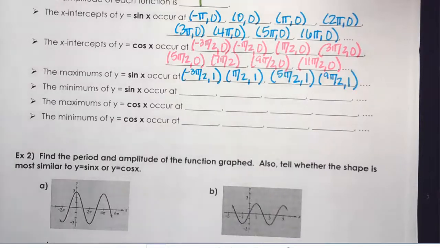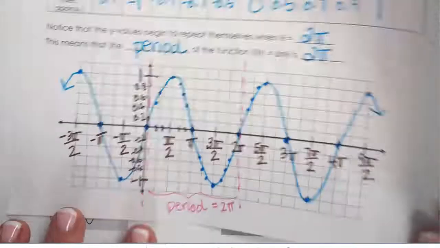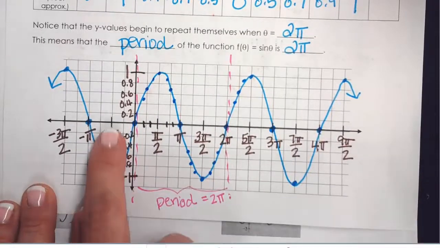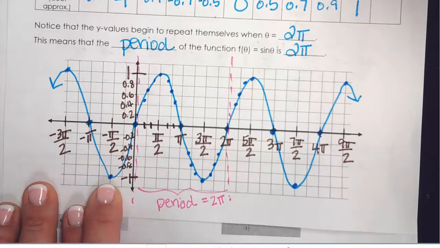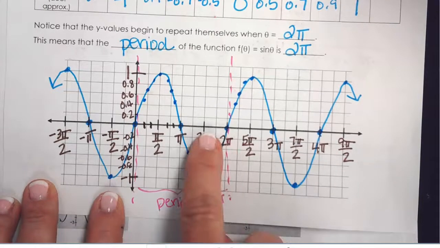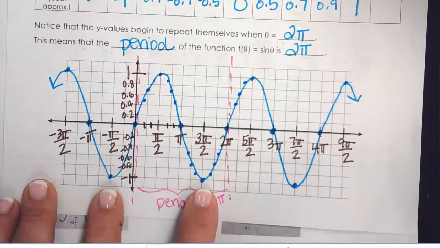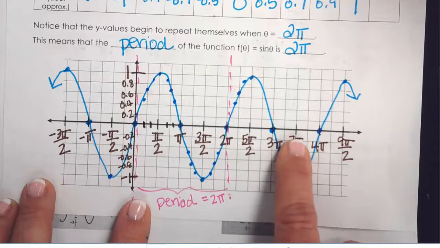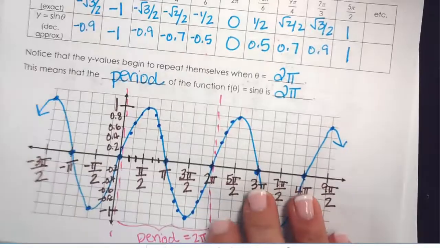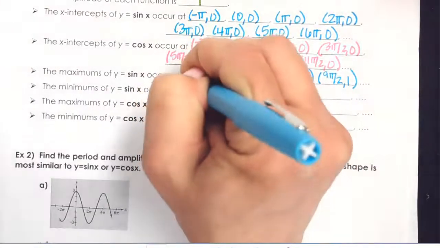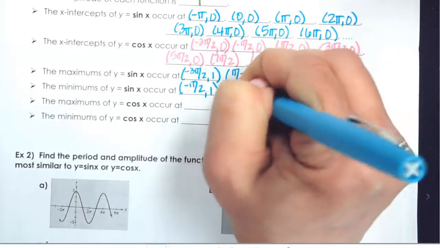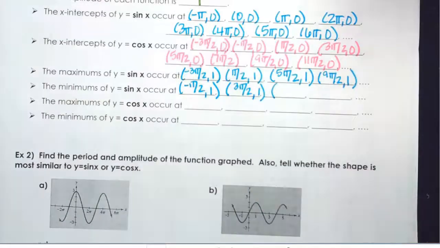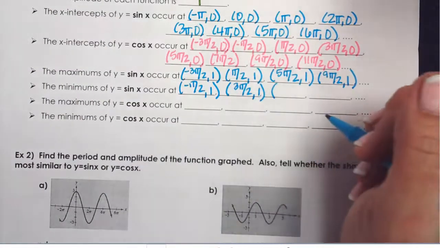So now let's look at the minimums of y equals sine of x. My minimum was at (negative pi over 2, negative 1). The next one was at (3 pi over 2, negative 1). The next one is at (7 pi over 2, negative 1). So again, how often are my minimums occurring? Every how many units? Basically every 4 pi over 2, right? Which is every 2 pi.